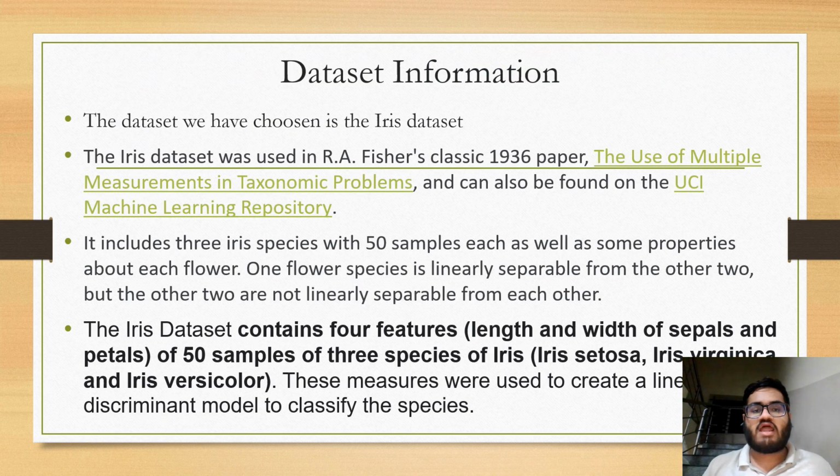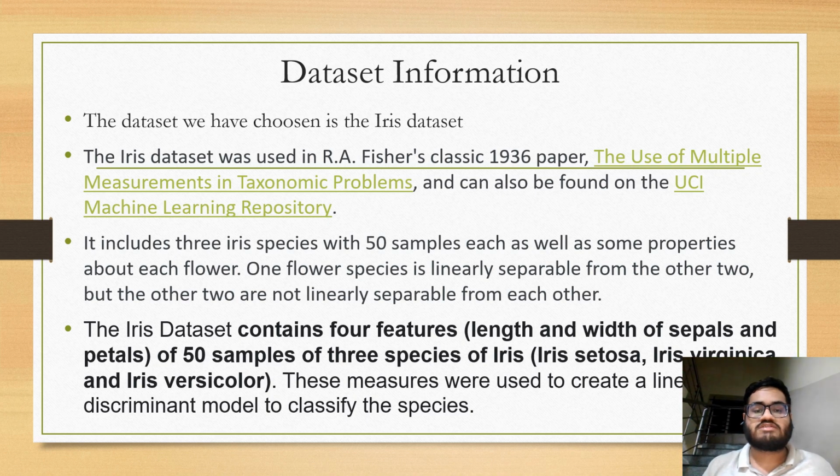Now in this slide I will be giving the dataset information, from where it is taken and what is the basis of the sample collected in the dataset. The dataset we have chosen is the iris dataset. The iris dataset was used in R. A. Fisher's classic 1936 paper, The Use of Multiple Measurements in Taxonomic Problems, and can also be found in the UCI Machine Learning Repository. It includes three iris species with 50 samples each, as well as some properties about each flower like the sepal and petal.